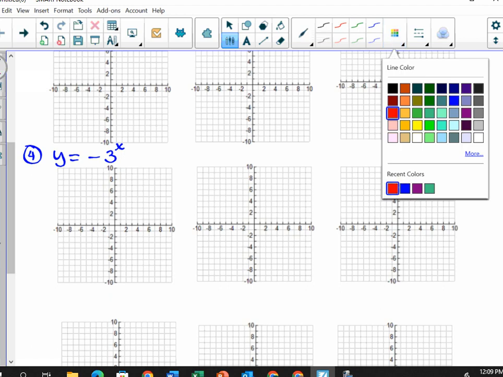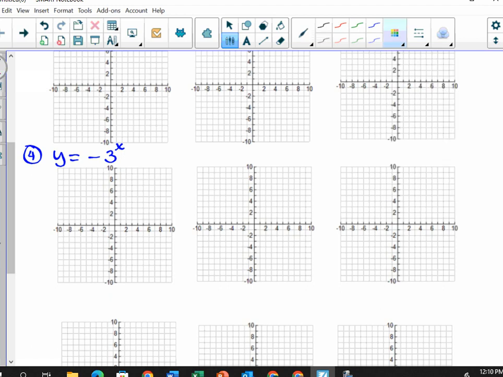All right, let's walk through this one together too. So what are the first 2 points? 0, 1. And we're going to go 1, 3. The base is technically still 3. And then let's think about what the negative does.